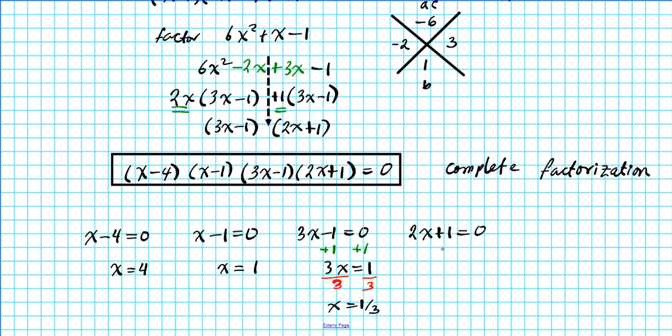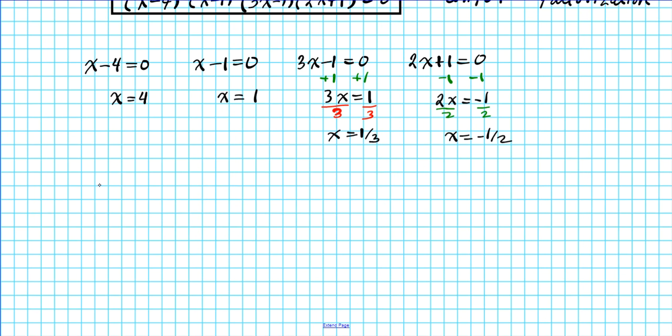And then lastly, for this one right here, we subtract 1. We have 2x equals negative 1. And then we divide by 2 to get the last zero, which is x equals negative 1/2. Okay, so the roots of the equation, remember, are basically the zeros of the related polynomial function. They mean the same thing.